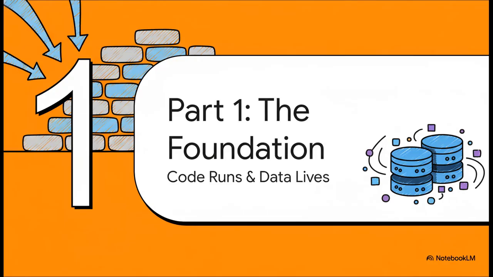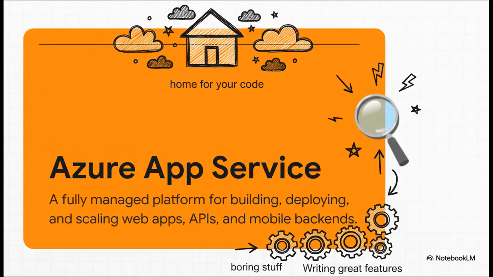All right, first things first. Every single application out there needs 2 fundamental things: a place for its code to actually run, and of course, a place for all its data to live. This is ground zero. This is our foundation. Now, for our main application, the website or the API that users interact with, we're going to use Azure App Service. Honestly, you can just think of it as the perfect home for your code.